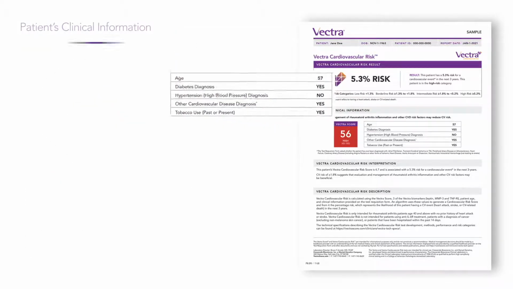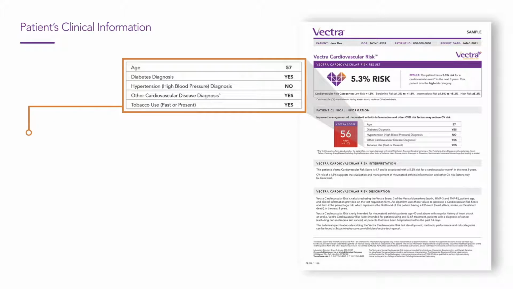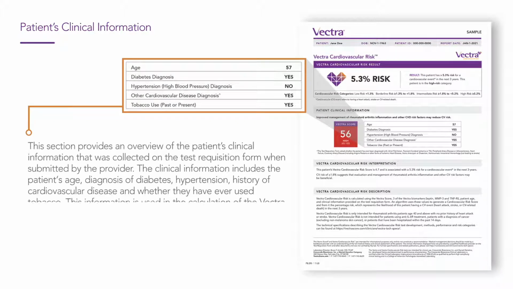The 4th and final section of the Vectra Cardiovascular Risk result is the patient's clinical information. This section provides an overview of the patient's clinical information that was collected on the test requisition form when submitted by the provider. The clinical information includes the patient's age, diagnosis of diabetes, hypertension, history of cardiovascular disease, and whether they have ever used tobacco. This information is used in the calculation of the Vectra Cardiovascular Risk result.